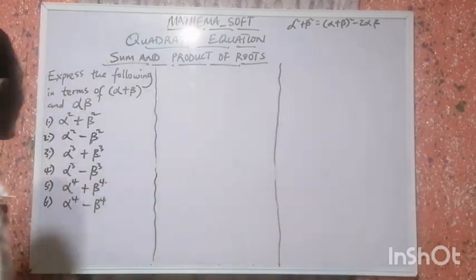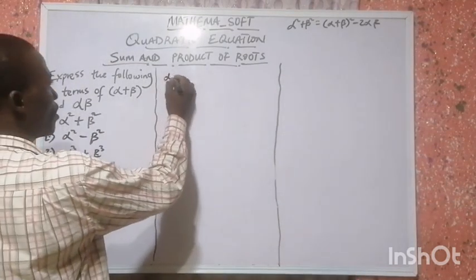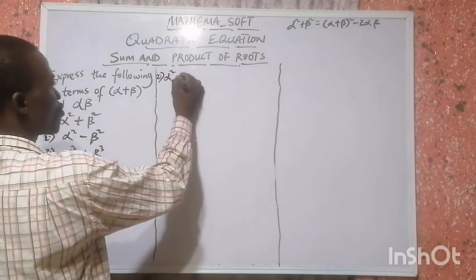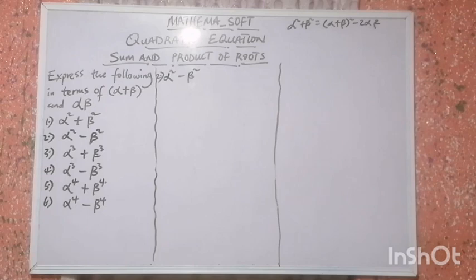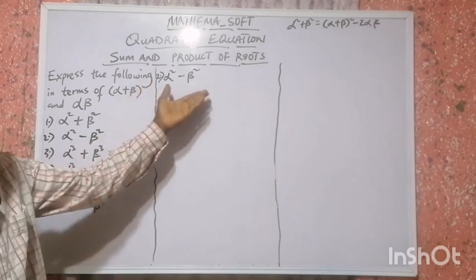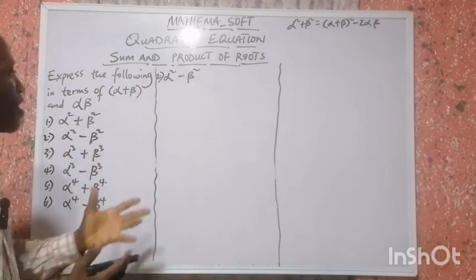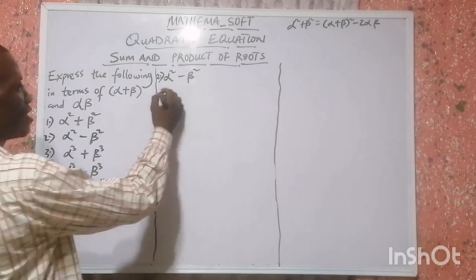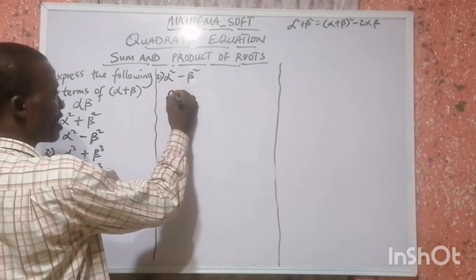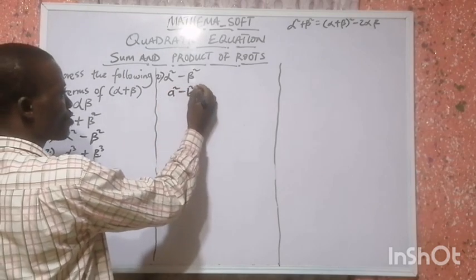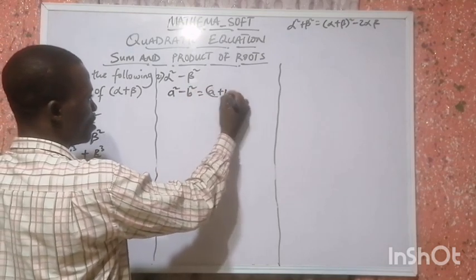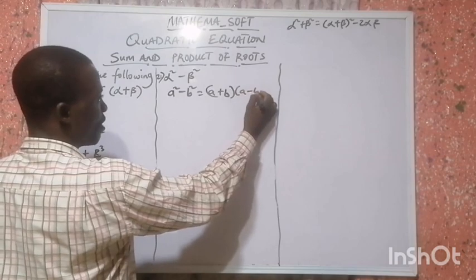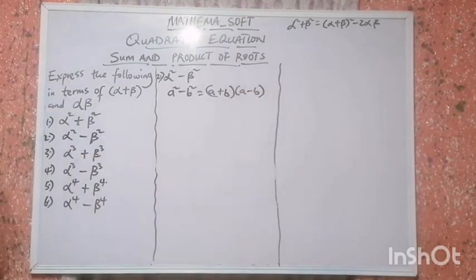Number 2, we have alpha square minus beta square. So in mathematics, we relate this to be difference of two squares, such that if you have a square minus b square, we say it can be written as (a plus b)(a minus b).